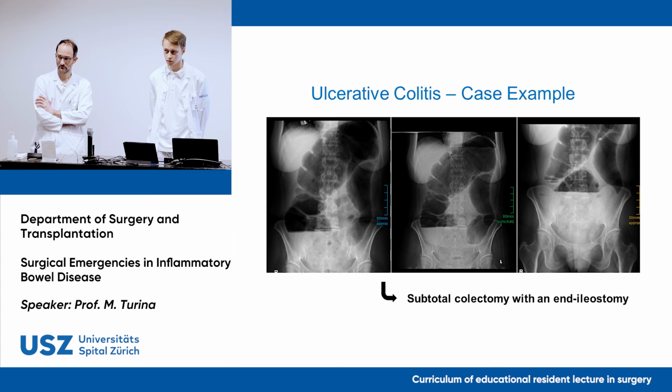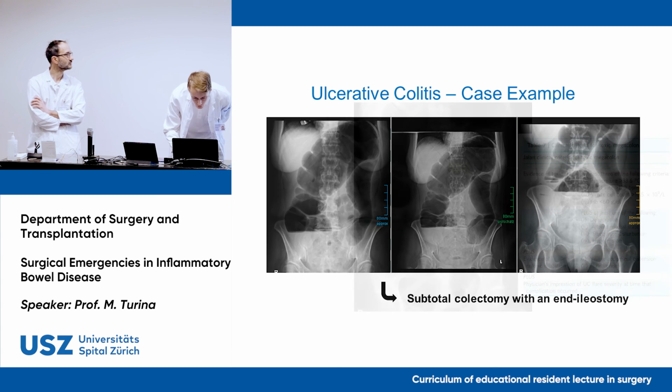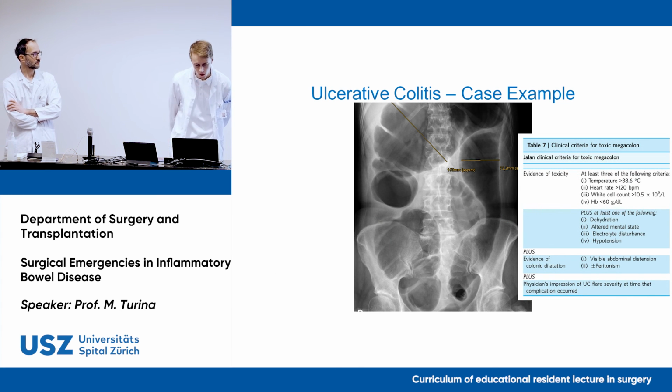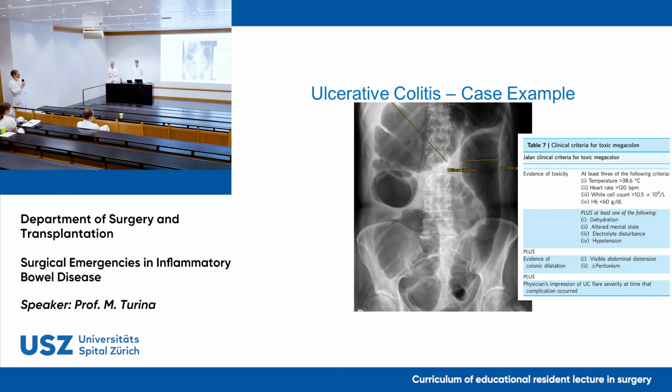So if you quickly show Jalan's criteria again for a toxic megacolon, they're very simple. There you go. Transverse colon greater than 6 centimeters, and 3 of the following criteria: elevated temperature, heart rate above 120, and elevated white count, plus at least one of the following: dehydration, altered mental state, electrolyte disturbance, hypotension. And I can tell you, all of these patients will fulfill these criteria except some very few. So Andreas, when should we operate? Or is it safe to leave such a patient with the gastroenterologist?